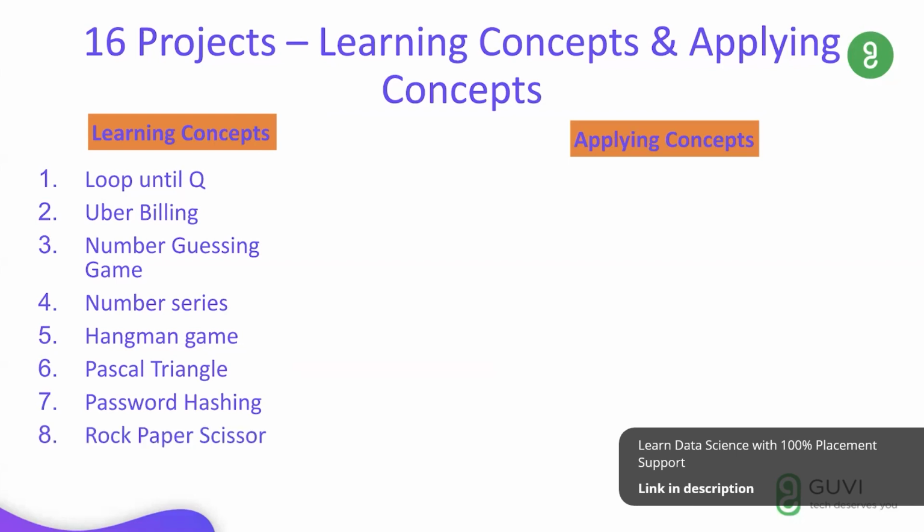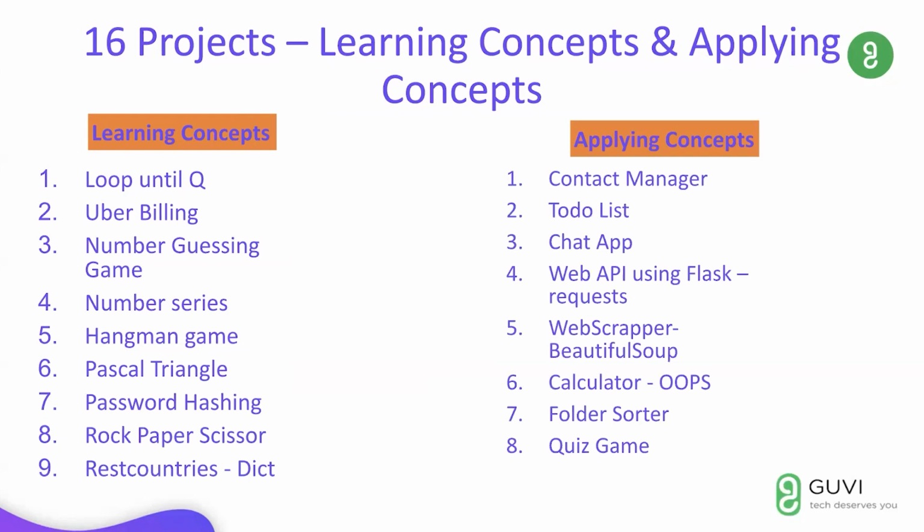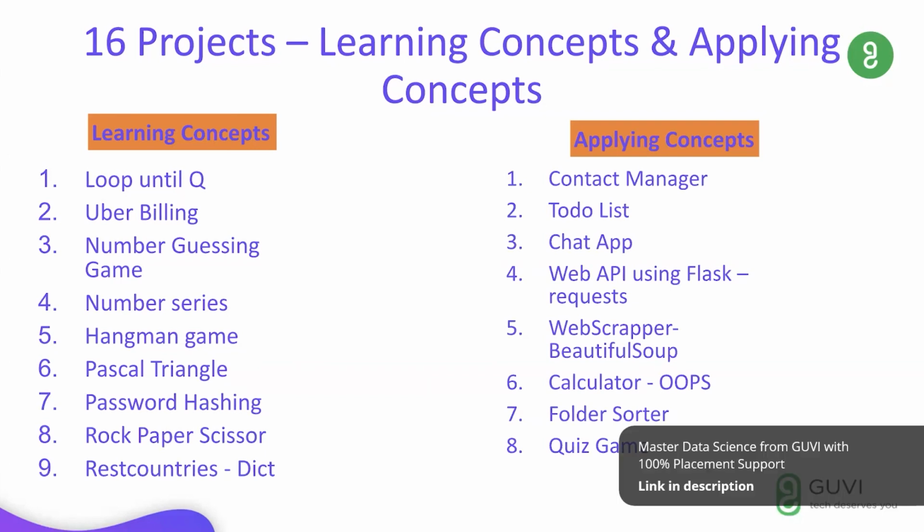In rock paper scissors, one player would be the user, which is you, and another would be randomly generated by the system. So you can practice all those things. And the last one is something called rest countries, so you can try that as well. After learning the concept, you build something, or else it is useless. As I said, ultimately the company hires you to build something, so you learn to build these kinds of apps that will be useful for you.